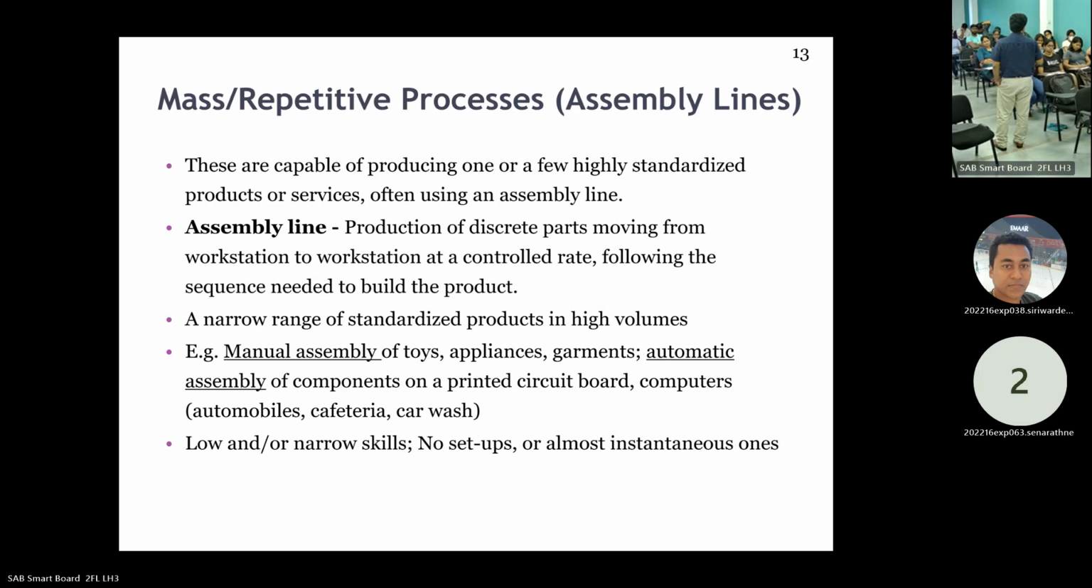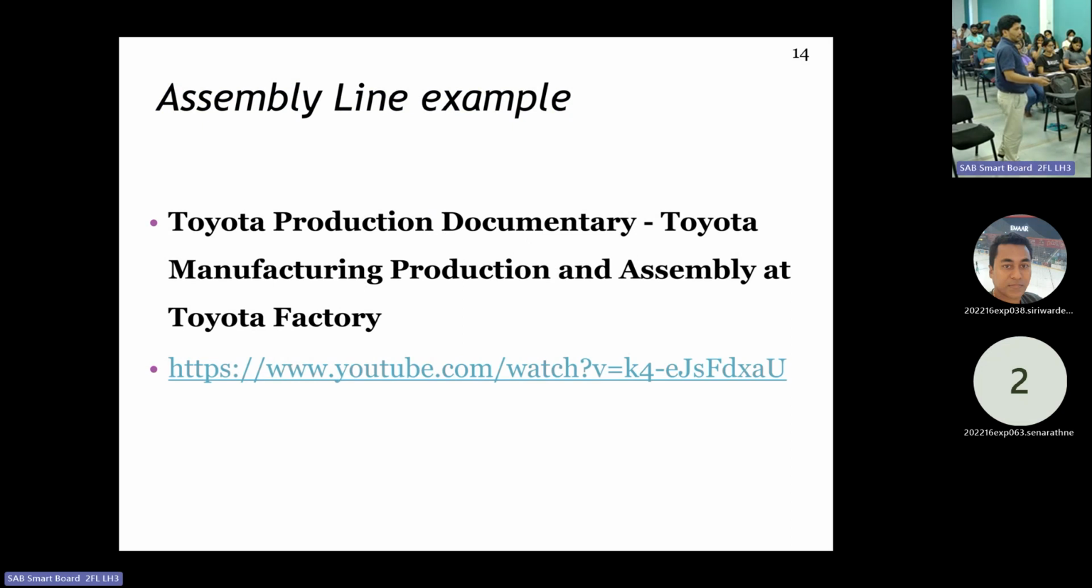In assembly lines, I'm not going to show you this because it is very difficult to get access to it here. But YouTube videos are available, from Toyota to Honda to BMW. This type of highly automated assembly line is used to manufacture cars and various other products. So, very little time.